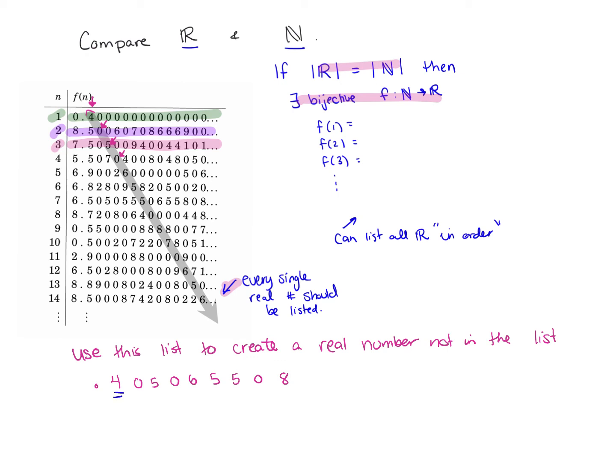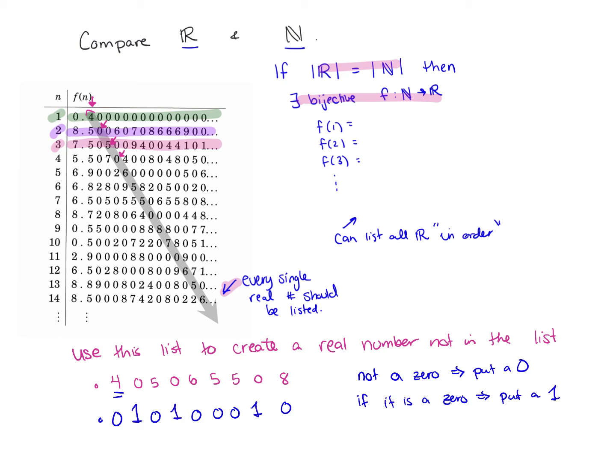If the digit is not a 0, we're going to put a 0. So I get zeros for every one of these digits that wasn't a 0. And if it is a 0, we're going to put a 1. So I put a 1 for every single one of those zeros. And I continue doing this infinitely long. And my claim is this new number I created is not in the list.